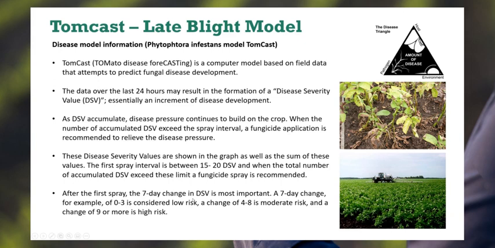After that, you look at the 7-day change in the DSV value. For example, if you have 0 to 3 in 7 days, that's a low risk. 4 to 8 is moderate, and 9 or above is a high risk. And again, that could be a high risk, but you have a product that gives control for a certain period of time, based on the type of product you're applying.